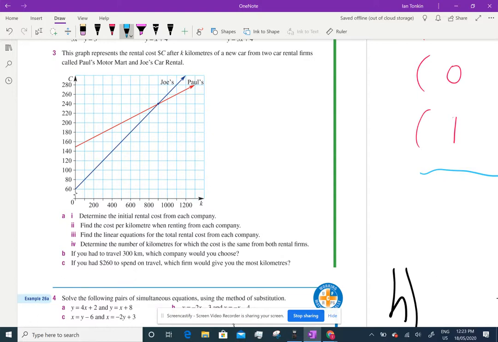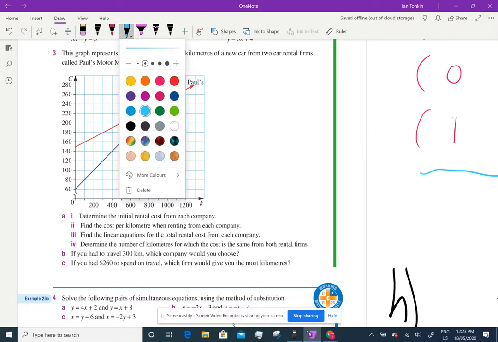So here's the big thing. This graph represents the cost after kilometres of a new car from 2 car rental companies, Paul's Motors and Joe's Car. So Paul's in red, Joe's in blue. Determine the initial rental cost from each company.